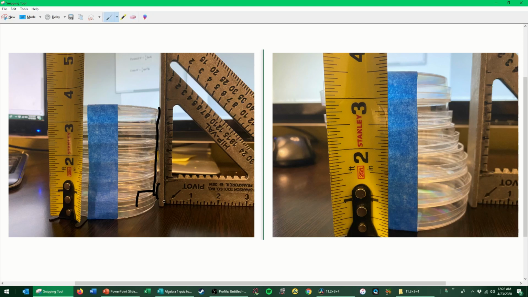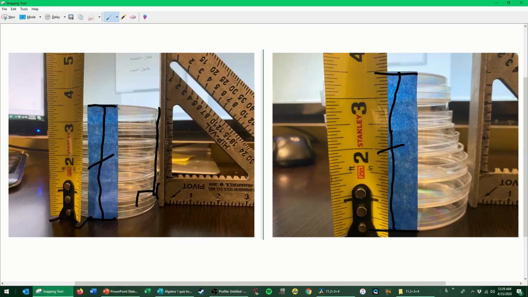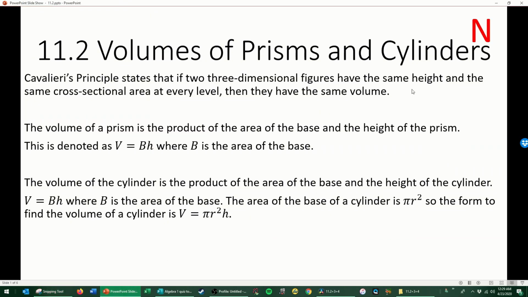This is the same piece of blue tape. This is the same number of petri dishes. I did not move this blue tape, so we can say that from here to here, this line segment is congruent to this line segment. And that's important because Cavalieri's Principle says if two three-dimensional figures have the same height, and that's what we're showing here, so they have the same height, and the same cross-sectional area at every level, then they have the same volume.